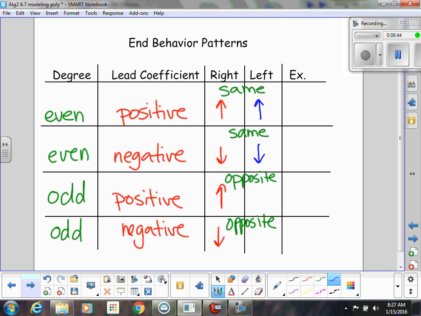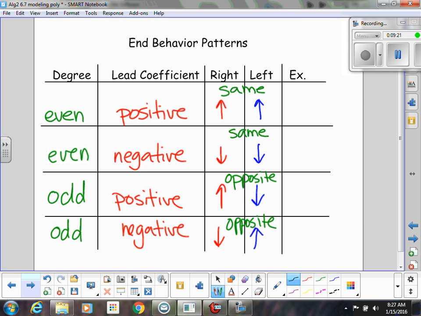Okay. Third line down, the lead coefficient was positive, so that meant that the right was going up. However, we had an odd degree, so the left is going to be doing the opposite. Since the right is going up, the left is going to go down. And then the last one, our lead coefficient was negative, so right was going down. So the left is going to be going opposite again since it was odd, so that would be going up. So this works for any kind of polynomial as long as we look at the degrees and lead coefficients.